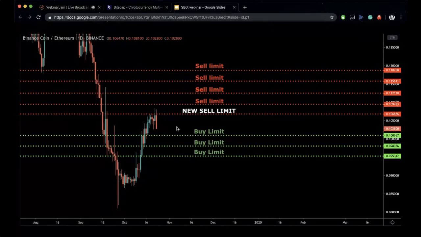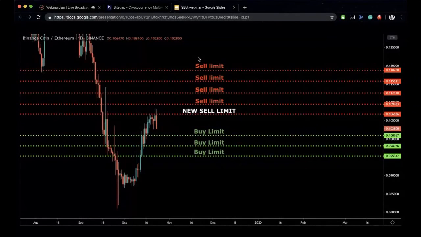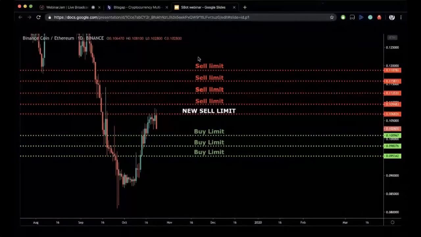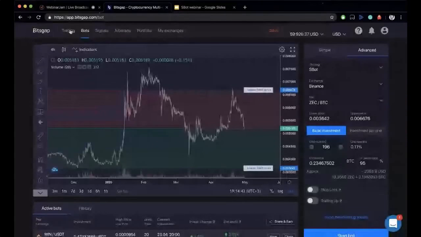And now let's move on to the Bitsgap main page, and I will show you the real life example. But before, tell me guys if you have ever heard of the grid mechanism, if you are familiar with this grid trading. Of course, those of you who are already trading on Bitsgap know this grid mechanism, but some of you may be unfamiliar. So let me know if you know what this is all about. And meanwhile, I'm going to show you.